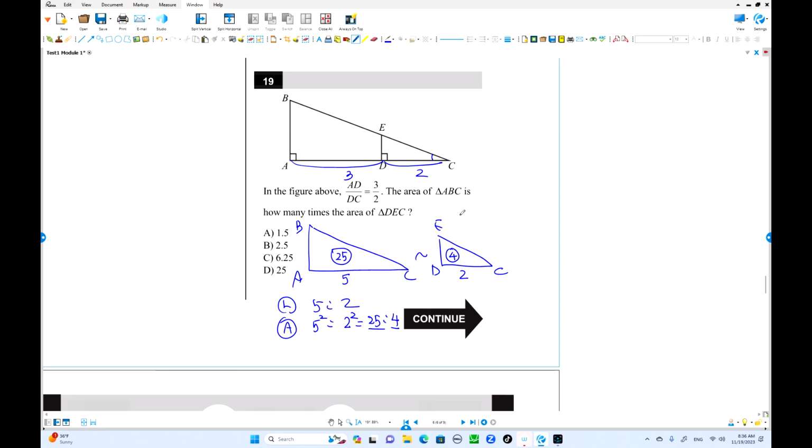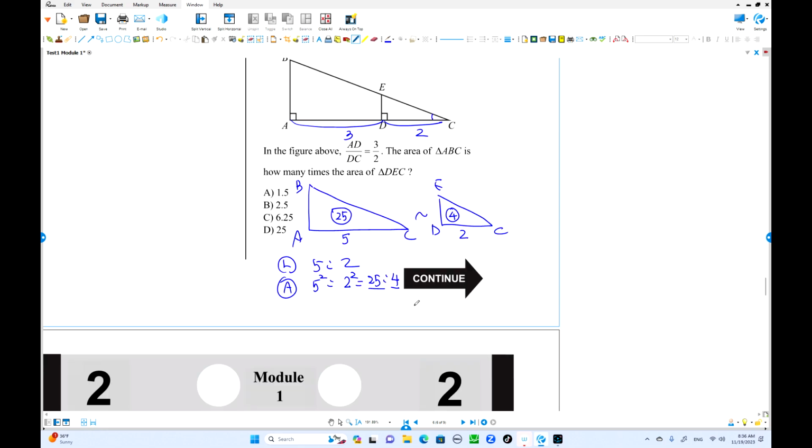Okay, so how many times? 25 over 4 is what? 6.25, okay? The area of this one is 6.25 times this area, okay? So you have to use the ratio of the similar figures, okay? One more way. If this is the volume, 5 cubed to 2 cubed, okay?